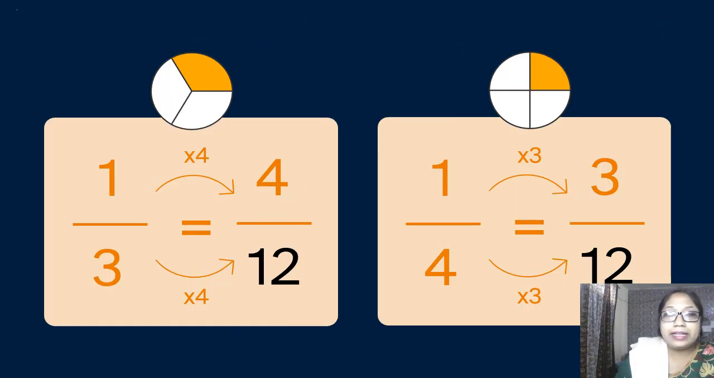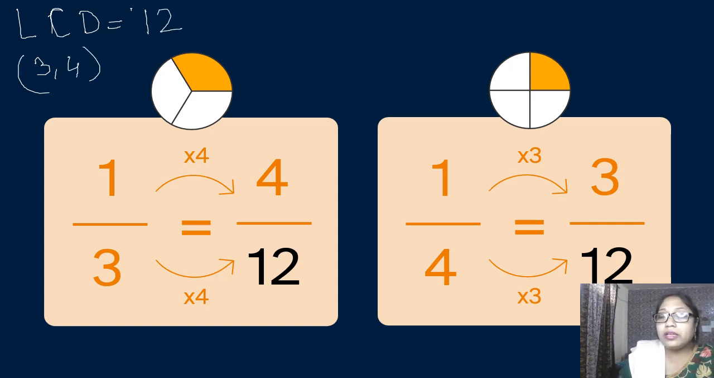Now we have the LCD, least common denominator for 3 and 4, which is 12. That means 1 upon 3 and 1 upon 4 was unlike fraction. Now we have to make them like fraction. That means we have to make the denominator 12, same denominator. How we can do this? The fraction 1 upon 3. When 3 will get multiplied by 4, it will give 12.